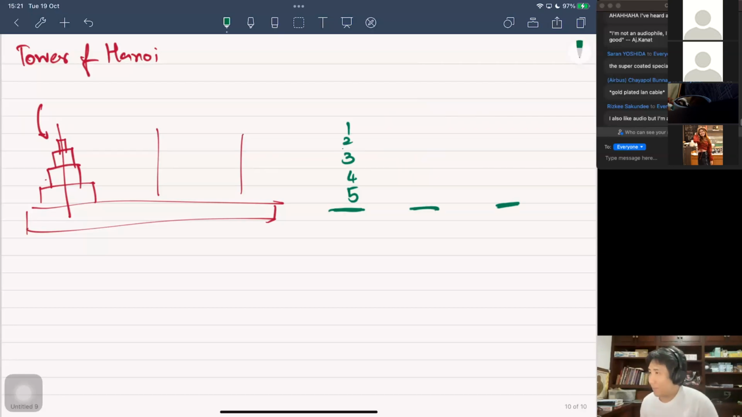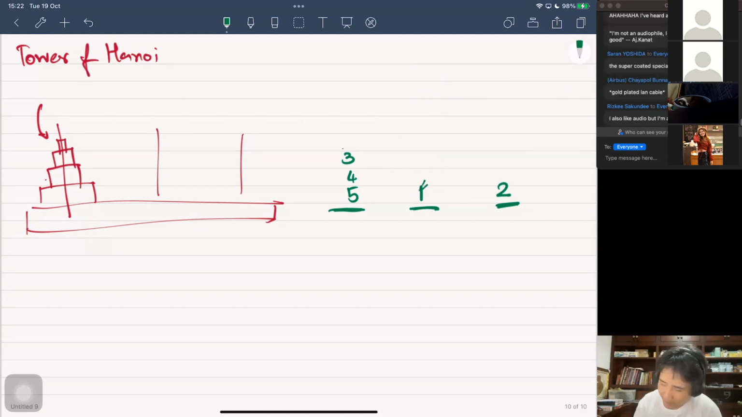The way you play it is you can move one piece at a time. So you can move 1 over here, then you can move 2 over here, but you cannot move 2 over here because 2 cannot be on top of 1, right? The bigger number cannot be on top of the smaller number. Okay, now you kind of know how to move, right?